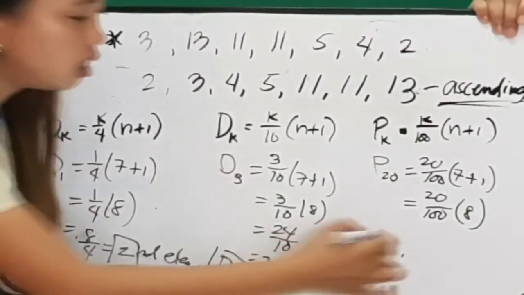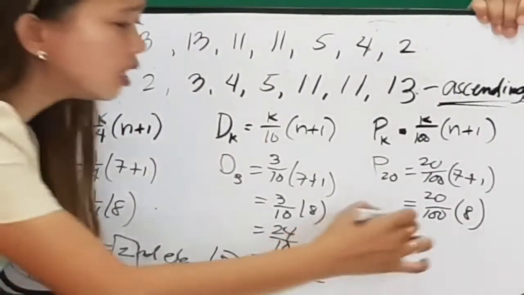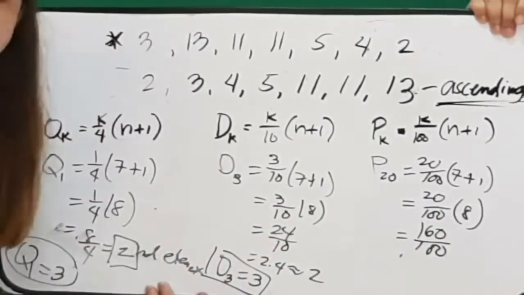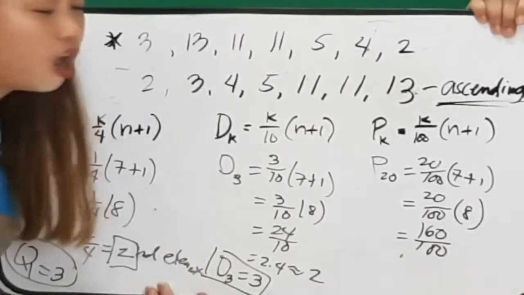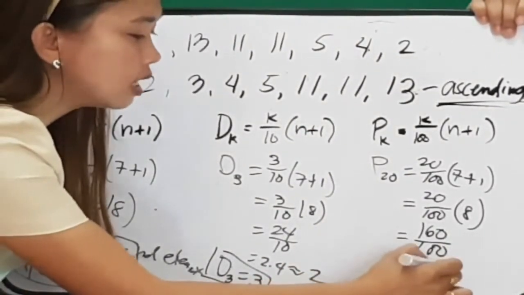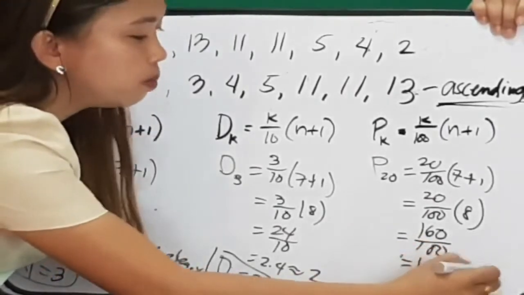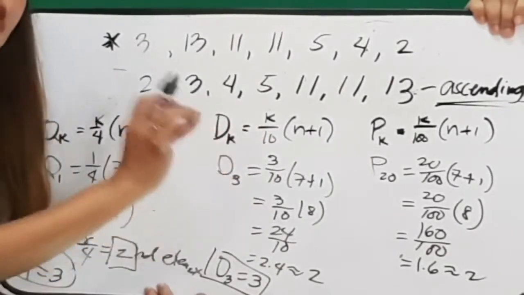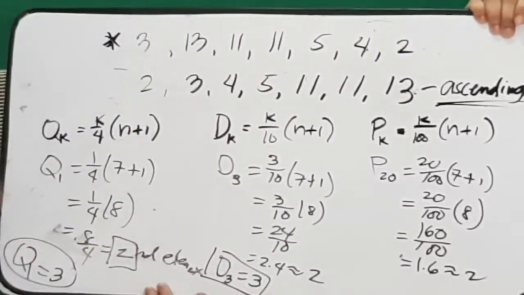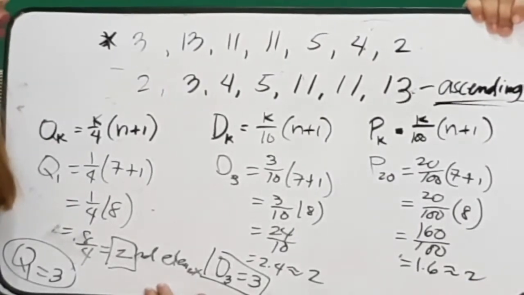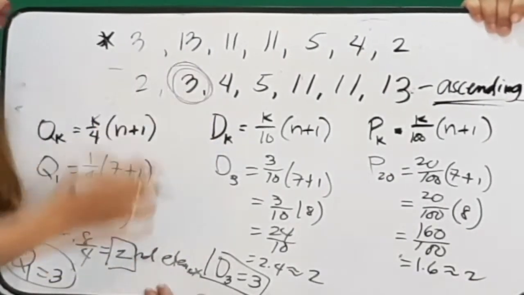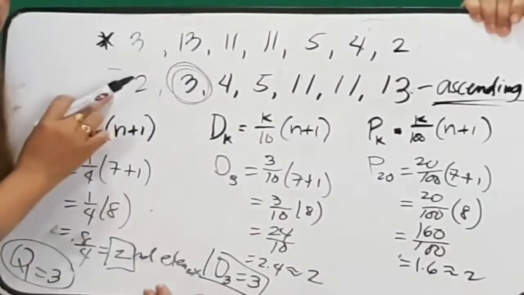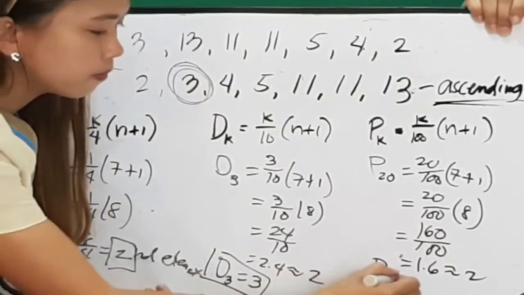20 times 8 is equal to 160. So we now have 160 over 100. And if you simplify 160 divided by 100, that is equal to 1.6. And if you estimate that, that would be equal to 2. So therefore, the 20th percentile is also on the second element. Same values. So the second element is equal to 3. Okay, so therefore, the 20th percentile of the given data is equal to 3.